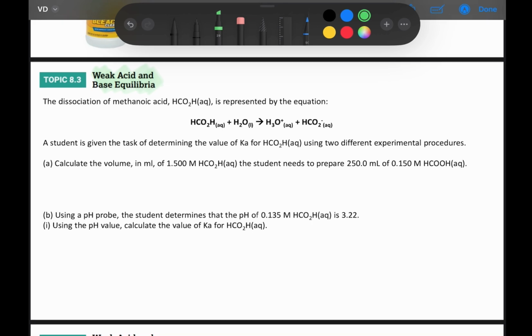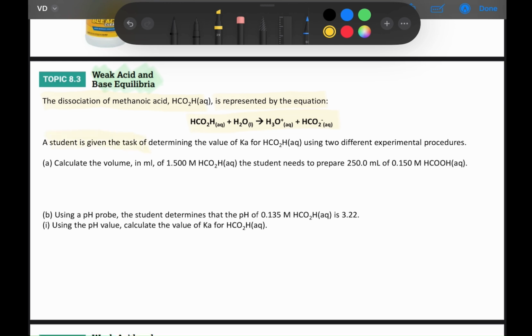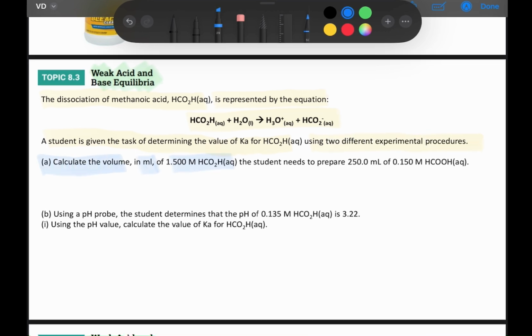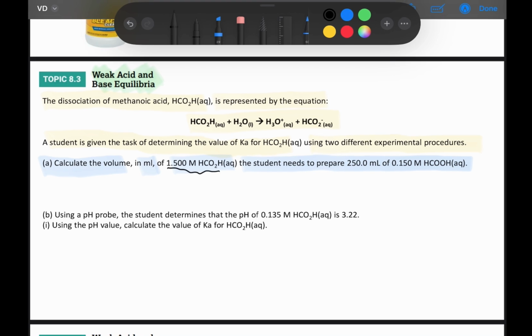The question says that the dissociation of methanoic acid is represented by the equation. A student is given a task of determining the value of Ka for methanoic acid using two different experimental procedures. Calculate the volume in milliliters of 1.5 molar methanoic acid that the student needs to prepare this amount of this one here. We have a concentrated acid, and after adding a volume of water, it becomes diluted a little bit.